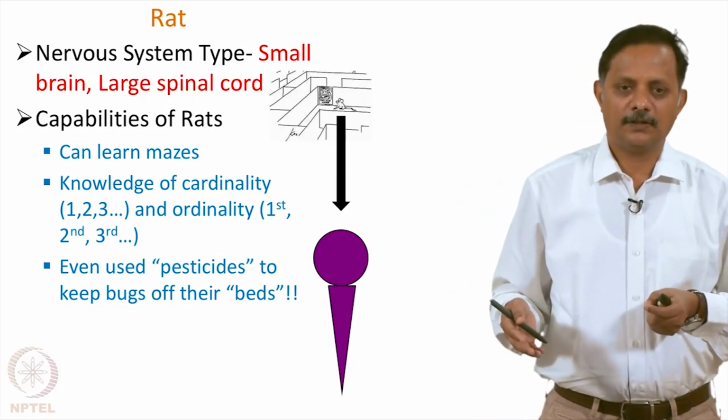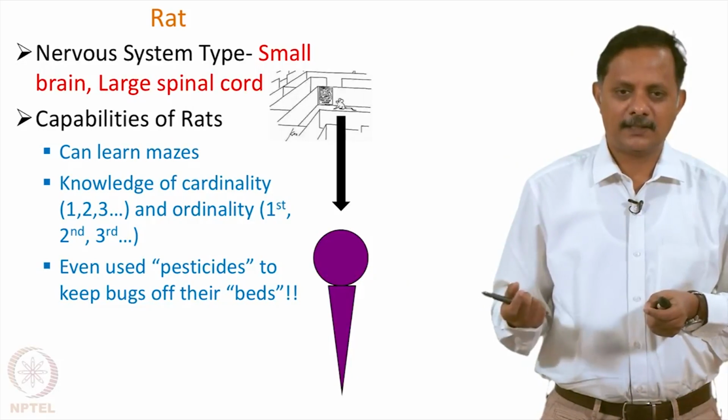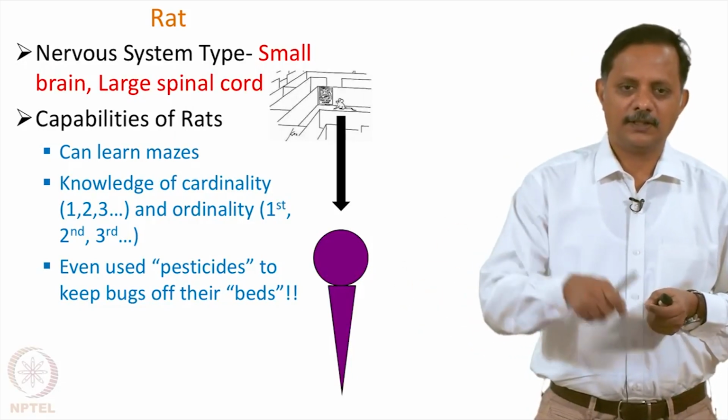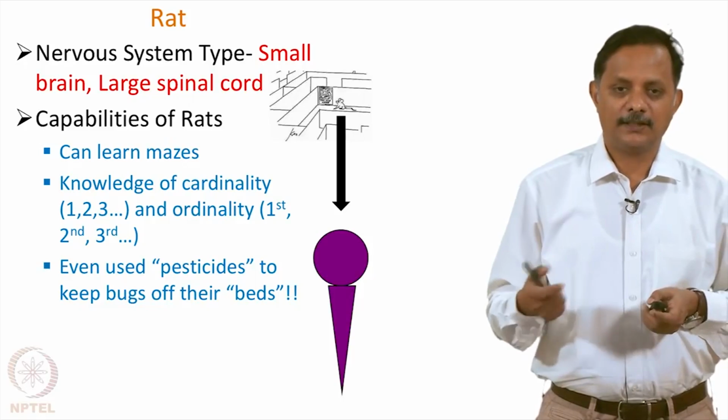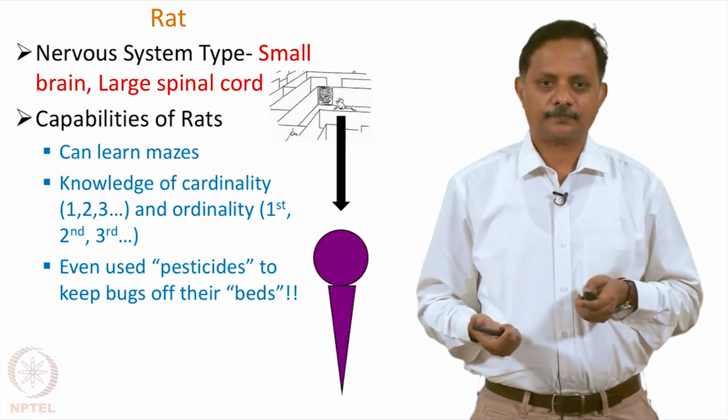Some rats also were found to use pesticide, some kind of a chemical, right, which will keep bugs off their beds. So, that is an example of tool use.